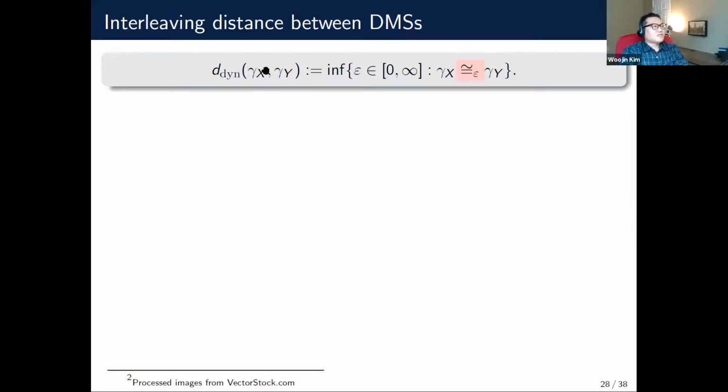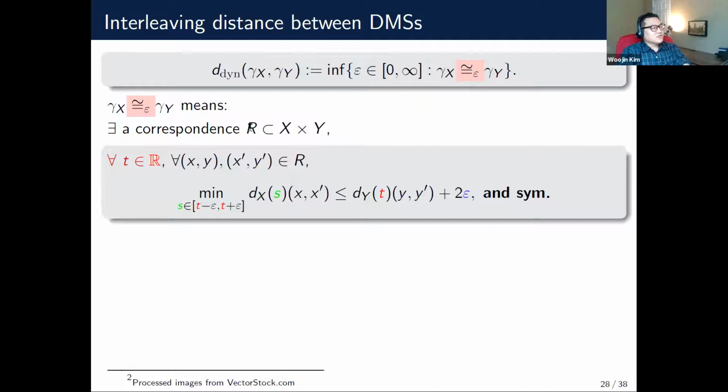Okay, here is the definition we have. The distance between dynamic metric spaces is defined as the infimum of epsilon for which gamma x and gamma y are epsilon-interleaved. What do I mean by two dynamic metric spaces being epsilon-interleaved? That means the following. There exists a correspondence between the underlying sets x and y. A correspondence is nothing but a relation R such that for every point x in X, there exists a point y in Y such that (x, y) belongs to R, and conversely, for every point y in Y, there exists a point x in X such that (x, y) belongs to R.